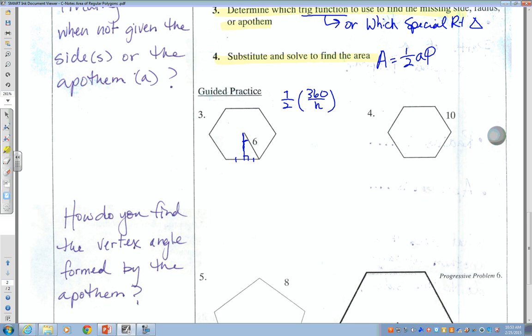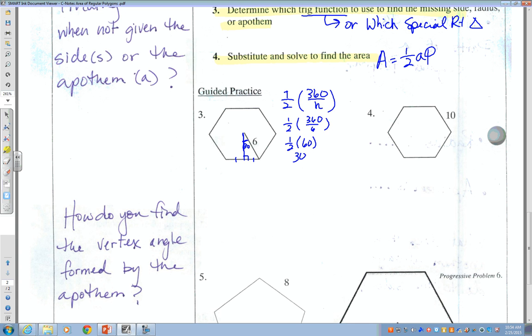So, what is the measure of the vertex angle? What's our number of sides? Okay, so we're taking half of 360 divided by 6. So half of 60, right? Which is 30. So this angle up here is 30 degrees.